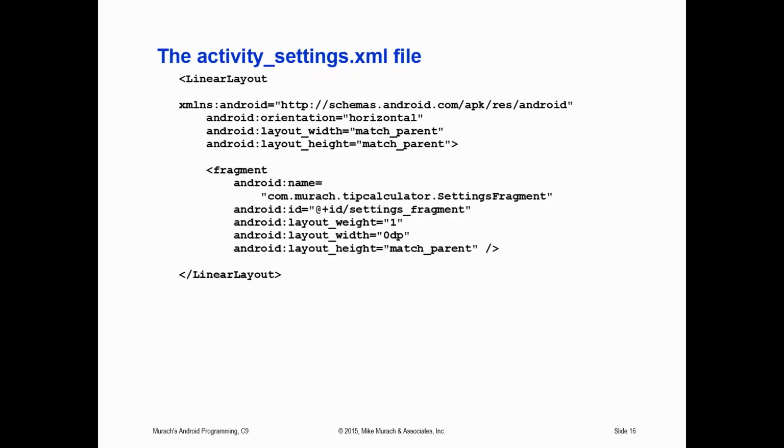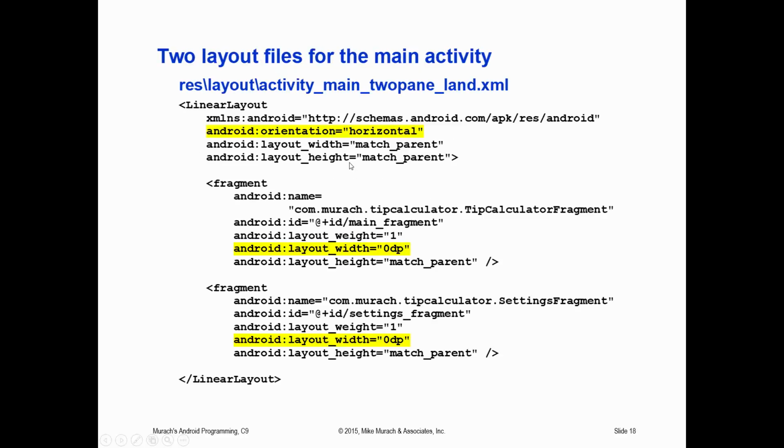Once you've created a preference fragment, it's fairly simple to display it in an activity by defining a layout for the activity that uses a fragment element, and that's what's shown here. Now that's single pane, but again, sometimes you want to use multi-pane.